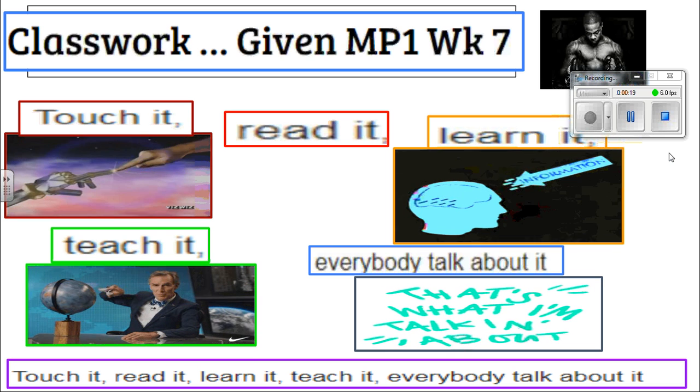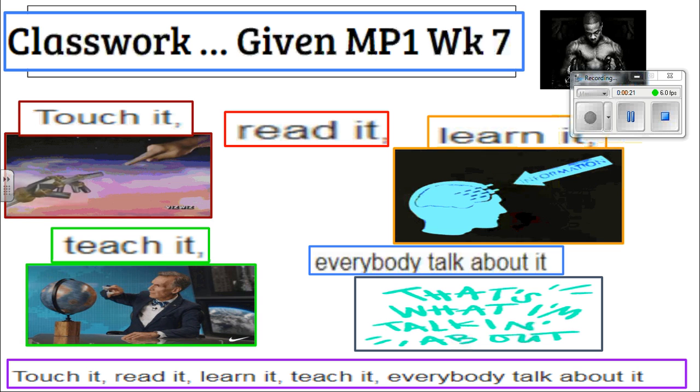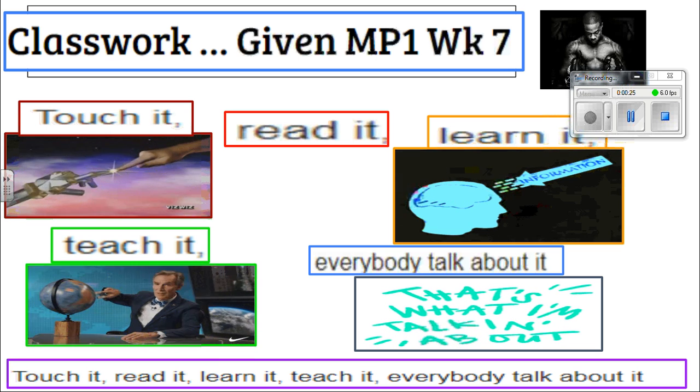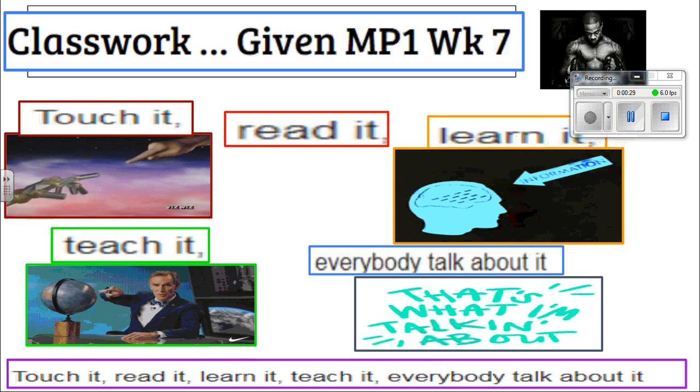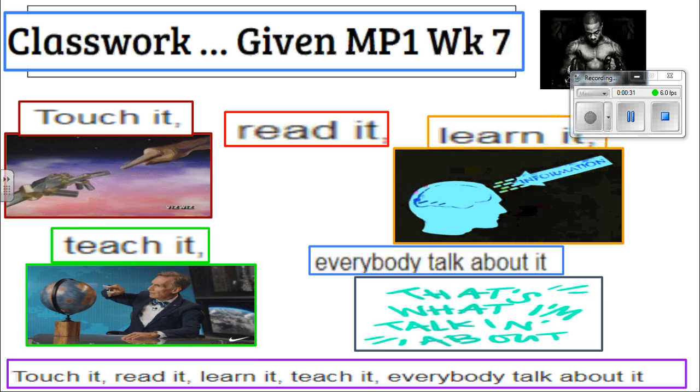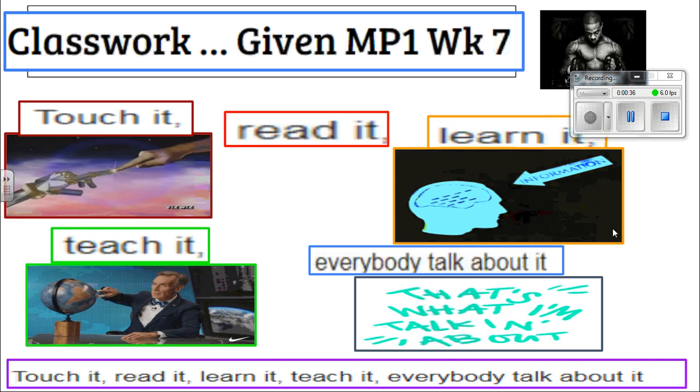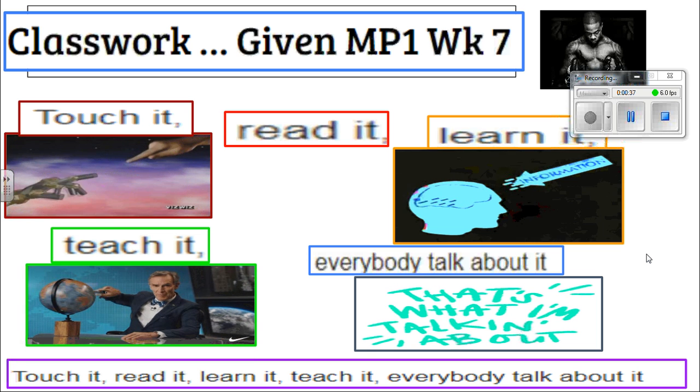All right, welcome back for part 3 as we wrap up classwork for marking period 1, week 7: calculating rate of change, the ROC, looking at a graph, a table, ordered pairs, or a verbal description. All right, let's get into part 3 right now.